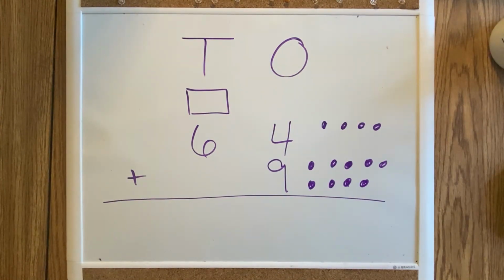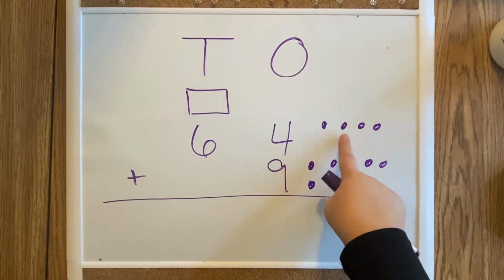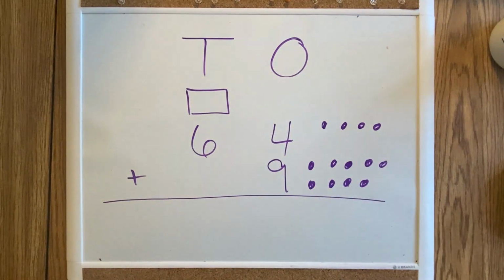Time for a picture. My picture has 4 ones and 9 ones. So when I count them all together, 9 plus 4 is 13. Remember, count on if you need to. 10, 11, 12, 13. Uh-oh, 13 cannot live in the ones.